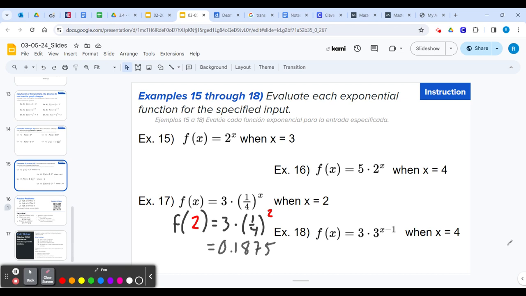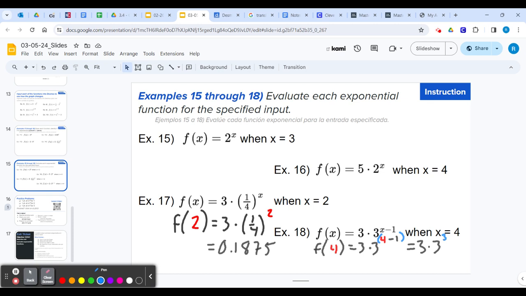And finally, example 18, x is equal to 4 again, different function though. So f of 4 equals 3 times 3 to the 4 minus 1. And notice how that 4 minus 1 is all part of our exponent. So one thing that I like to do in my mind is throw parentheses around that, because we've got to handle that entire thing first before we can take the exponent. So if we do that, we would have 3 times 3, and then 4 minus 1 is 3. So that goes to the 3rd power there.